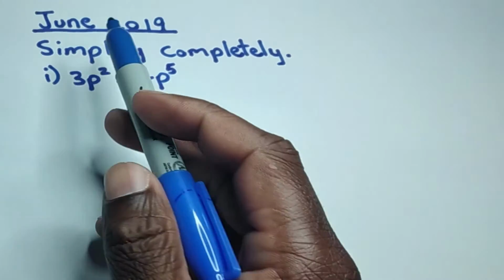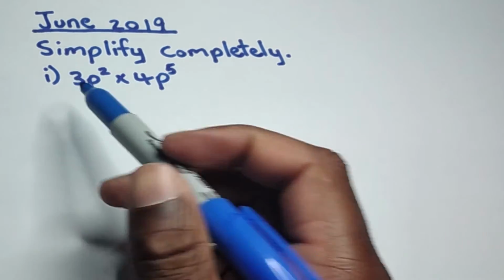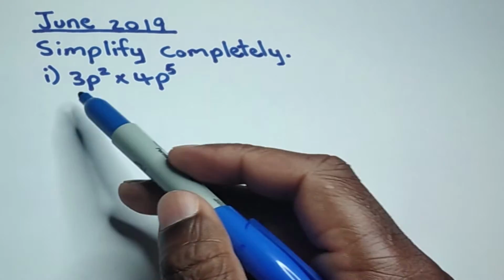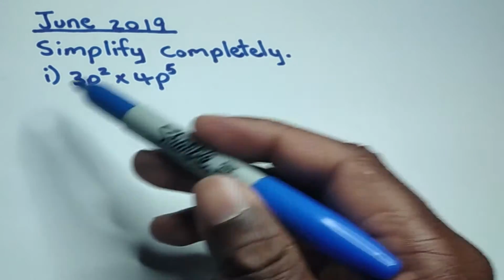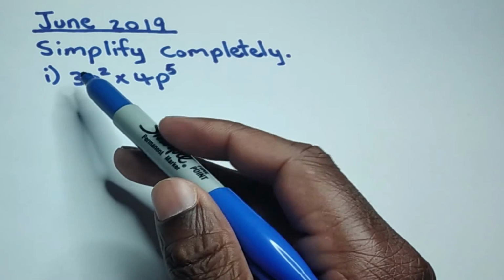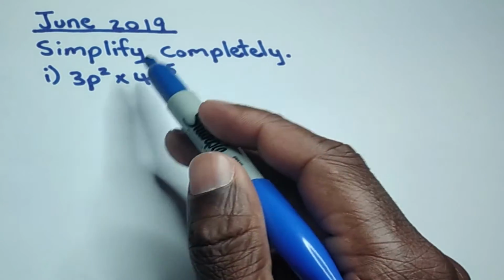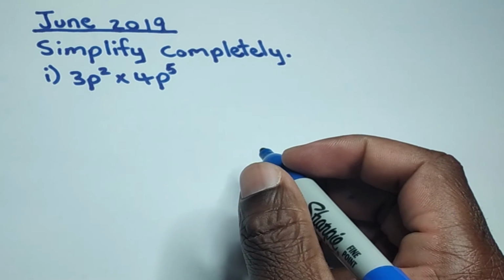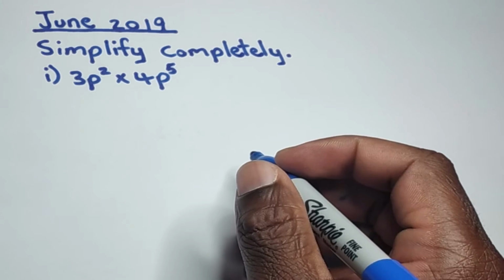Alright, now let's look at the question that was given on the June 2019 paper. So this asks us to simplify completely on part 1. And again, this question has two parts to it, but we'll look at part 1 first. So part 1 asks us to simplify completely 3p squared times 4p to the 5th power. And we can approach this question two ways, alright? Now let's look at the first way.